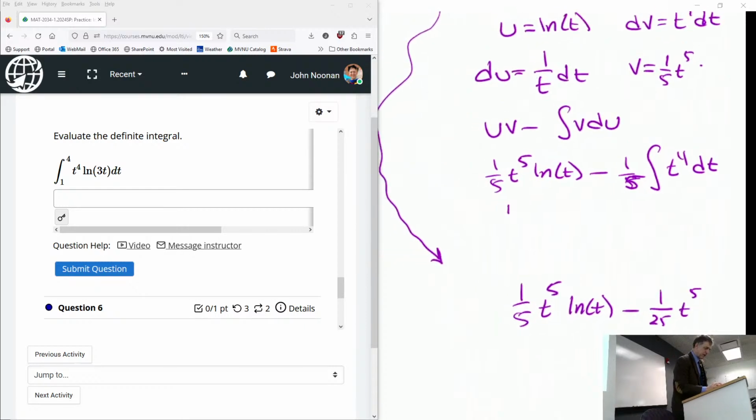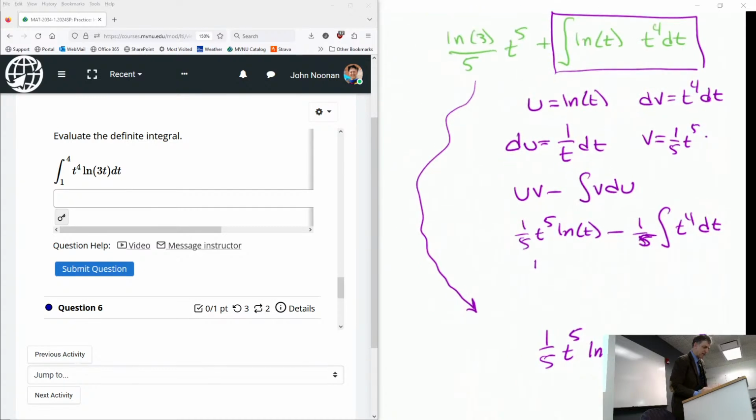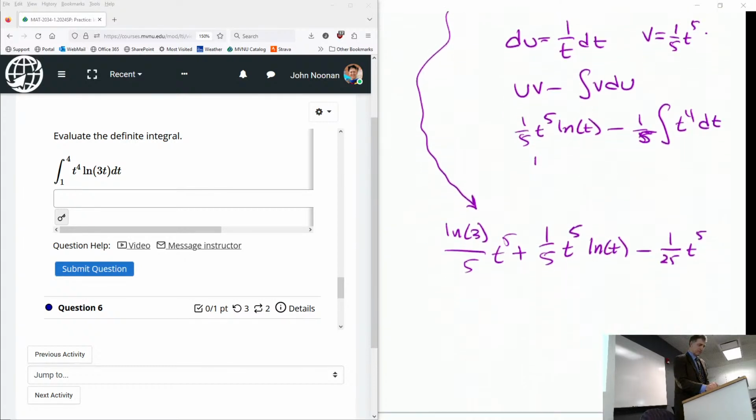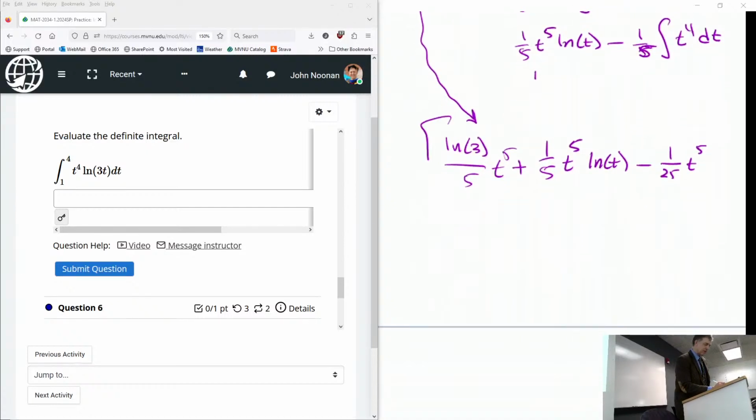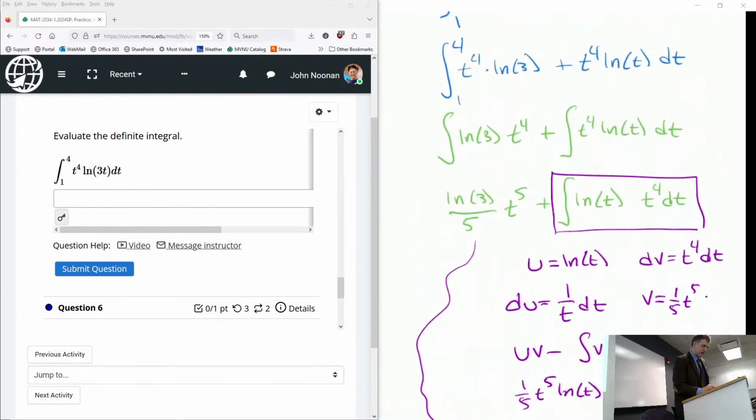Now let's bring that thing back that I said I was going to bring back. So let me copy it down here. Natural log of 3/5 t to the 5th. There we go. So there's my antiderivative. And now all I got to do is put in the limits. So I'm bringing the limits back as well. Was it 1 to 4? Yeah, 1 to 4.